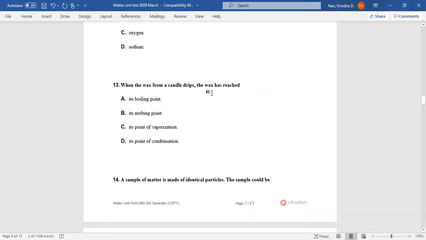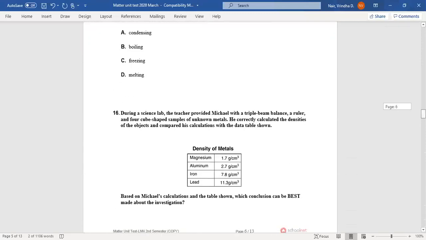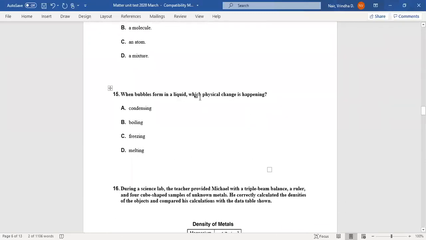When wax from a candle drips, the wax has reached its boiling point, melting point, point of vaporization, or point of condensation. A sample of matter is made of identical particles. The sample could be an element, a molecule, an atom, or a mixture. Which one is it? When bubbles form in a liquid, which physical state change is happening? So when bubbles are forming, what is happening? Is it condensing? Is it boiling? Is it freezing? Or is it melting?